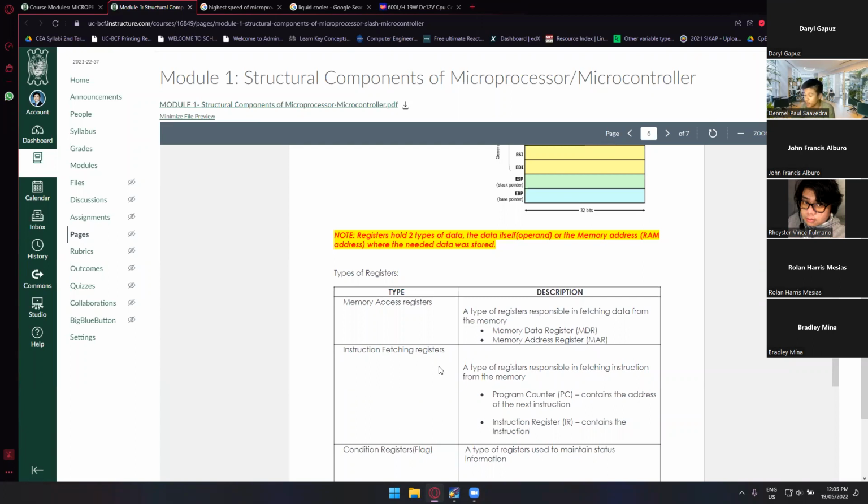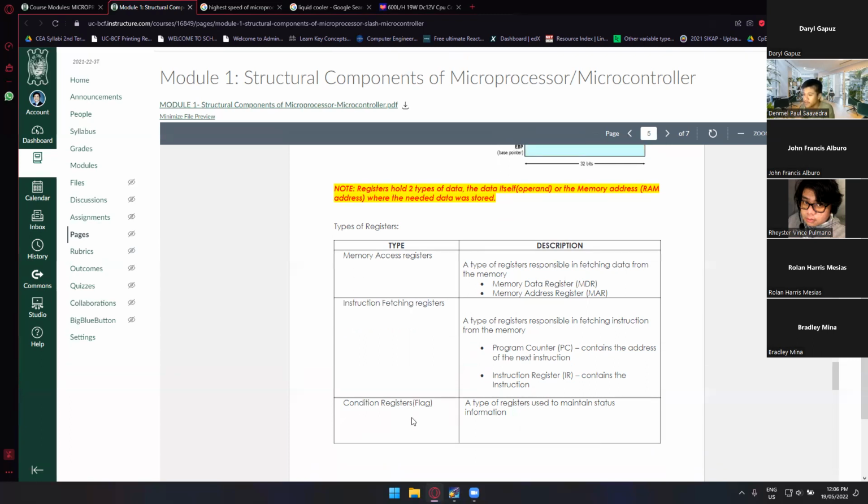Okay. So basically, we also have two types of instruction fetching register. The first one is program counter or the PC. This one contains the address of the next instruction. The second one is instruction register. This one contains the instruction itself.